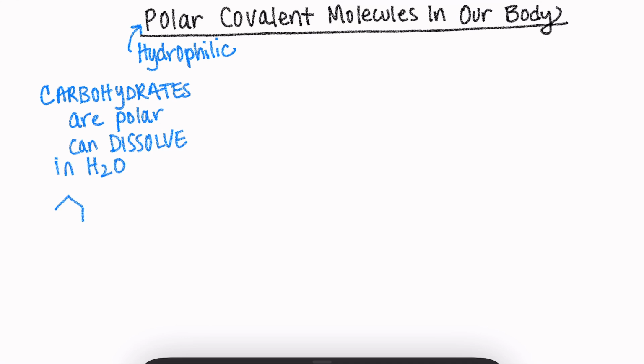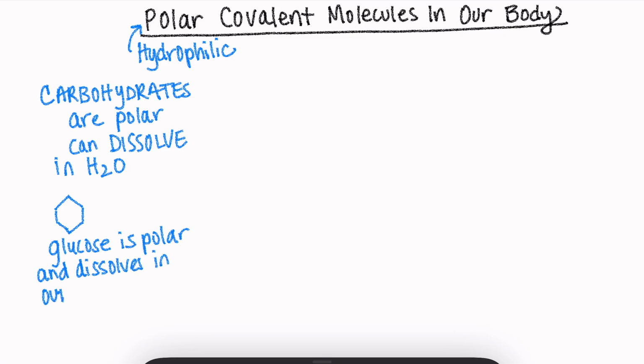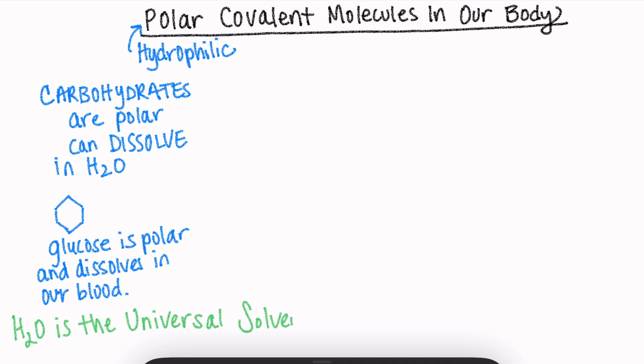We draw glucose like this, like a ring-shaped structure. And so we can have glucose dissolved in our blood, and that's how we measure blood sugar. Water, indeed, is the universal solvent. It can dissolve so many things. It can also dissolve proteins, which are polar molecules.